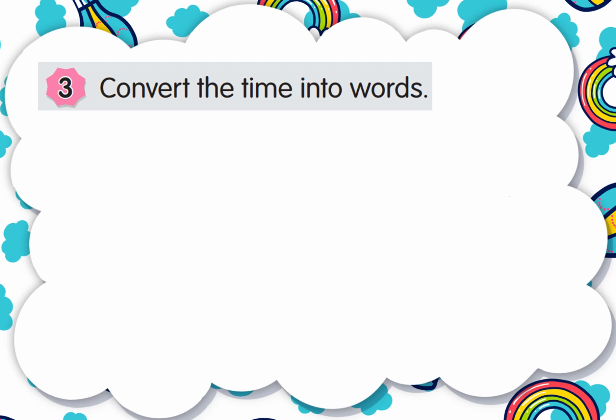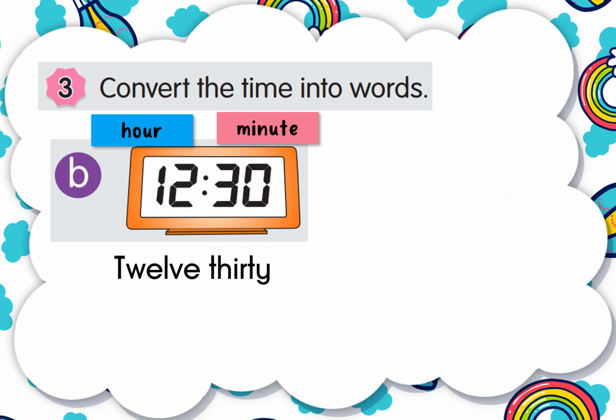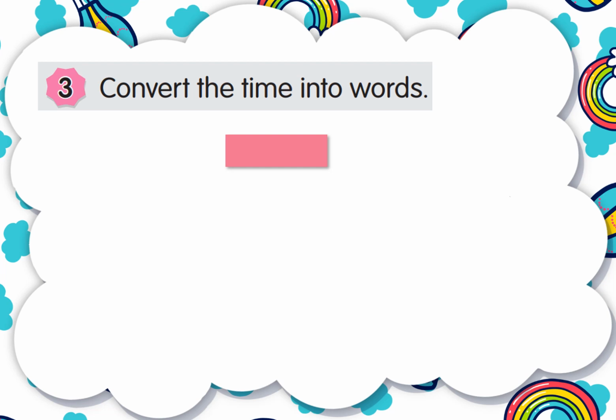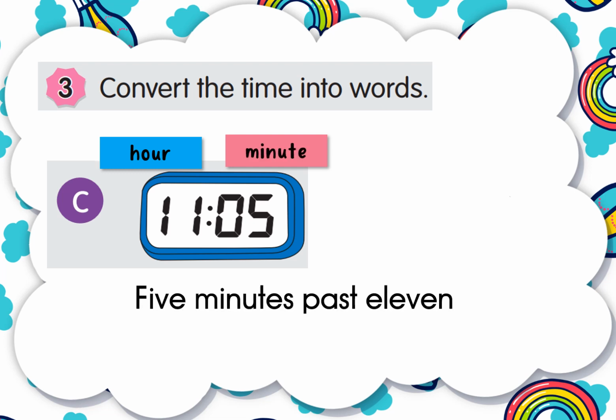Same question, convert time to words. Question B, refer to the digital clock. 12 for the hours, minute is 30. So it's 12:30, 12:30. The third question is 11:05. Identify where is hour, where is minute. So the answer is 5 minutes past 11.